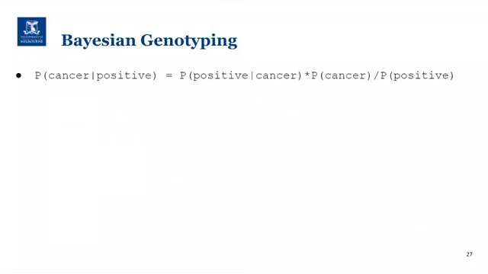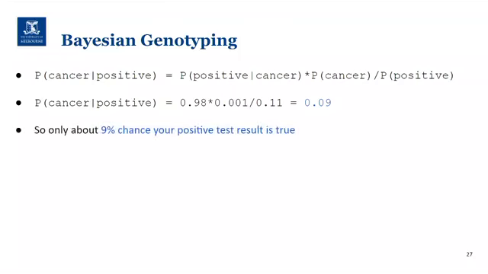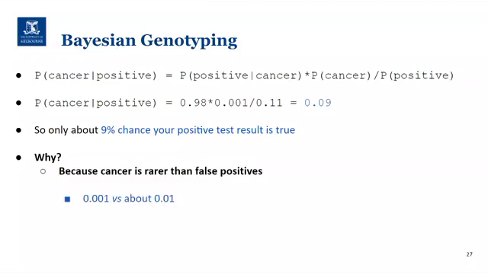And we'll basically need to do this math here. And this will give us basically 9%, which is surprisingly low. So only a 9% chance that your positive test result is true. Why is that? So these are made up numbers, but why so low? Since you have such a high specificity and accuracy. And that has to do with the fact that cancer is rarer than your false positive. While you have a false positive rate about 1%, cancer incidence is 0.1%. And that has the effect that you're getting a lot of false positives. So prior knowledge that cancer is rare is important in that case.